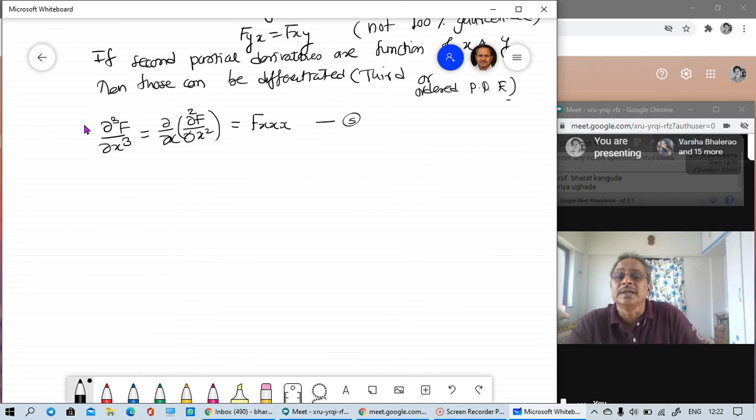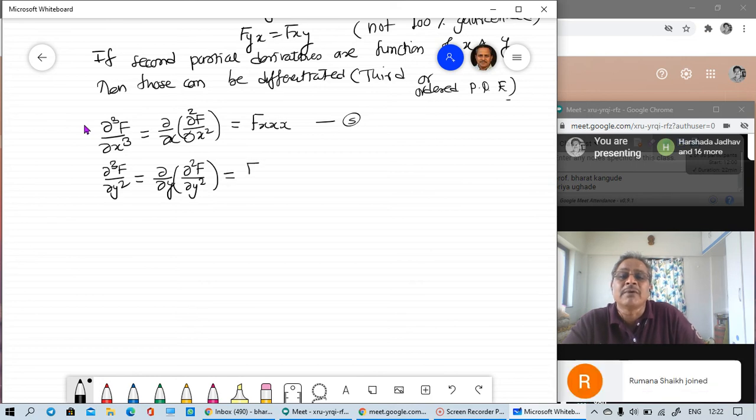As such, in case of y, ∂³f upon ∂y³ is equal to ∂/∂y of the second order partial derivative of f with respect to y, which is ∂²f upon ∂y², and that can be written as fyy. So that is equation number 6.